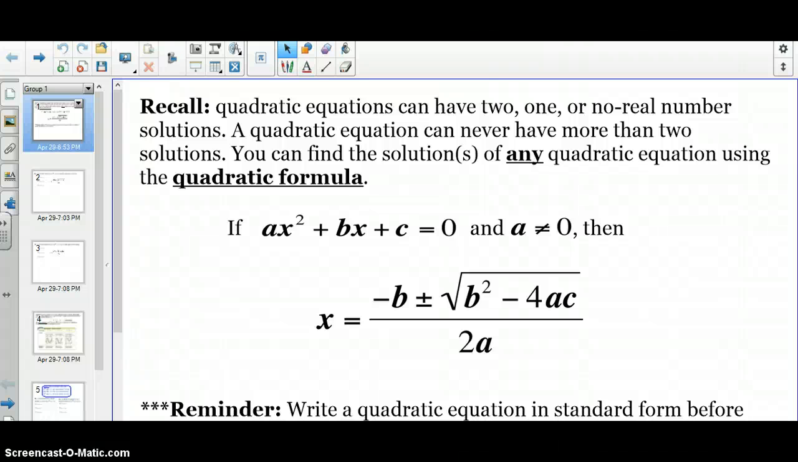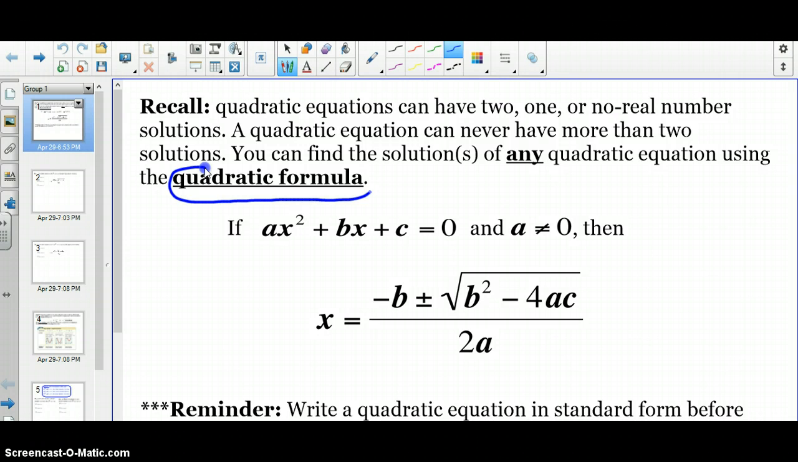All right, today we're going to talk about another method of solving quadratic equations. So we've done the square root method, we've done factoring, and today we're going to talk about the quadratic formula, which I think you will like. It's just a formula and it's pretty easy.